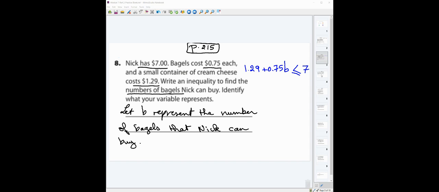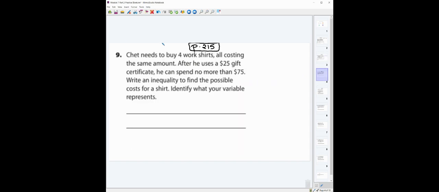Now let's move forward to the next examples that ask us to write the inequality and set it up. All right, let's look at problem 9 real quick. Chet needs to buy 4 work shirts, all costing the same amount. After he uses a $25 gift card, he can spend no more than $75. Write an inequality to find the possible costs for a shirt. Identify what your variable represents.